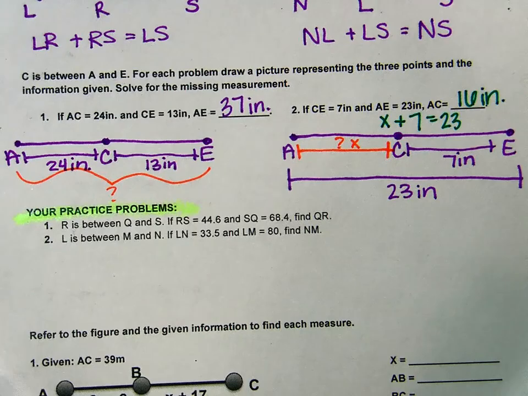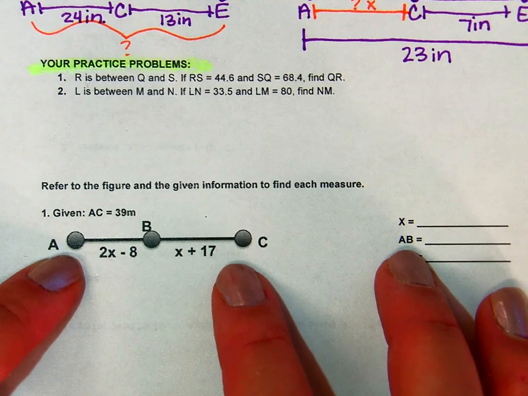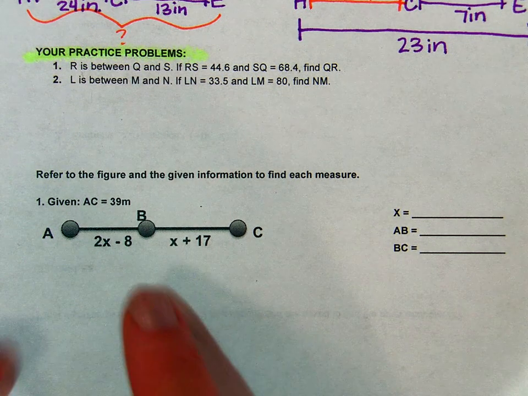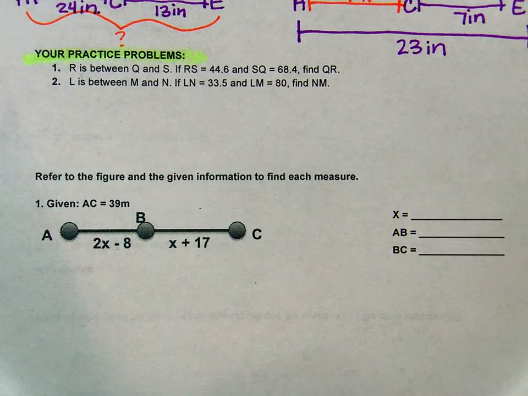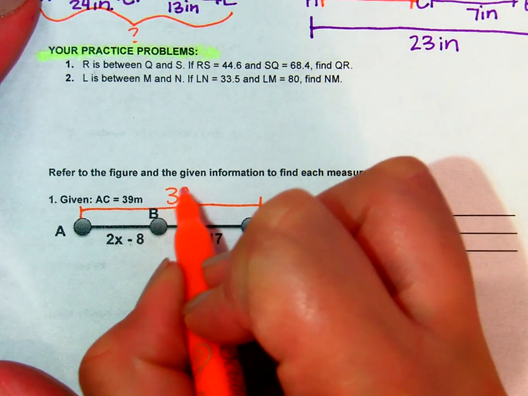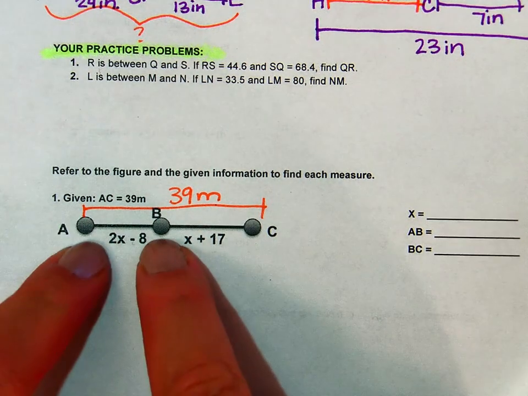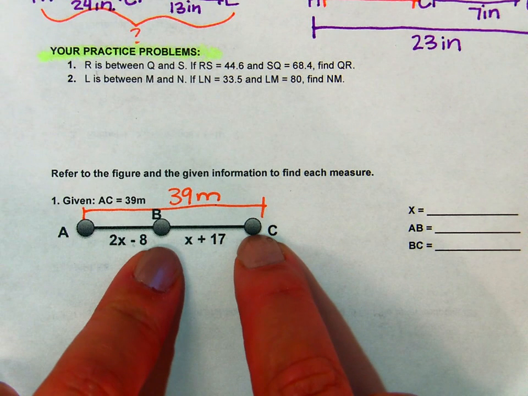So let's go ahead and look at this one. These are the types of problems that we will most definitely be seeing the most. Refer to the figure and given information to find each measure. So I know that A to C, this whole entire thing, is 39 meters. I know that AB is 2x minus 8, and I know that BC is x plus 17.